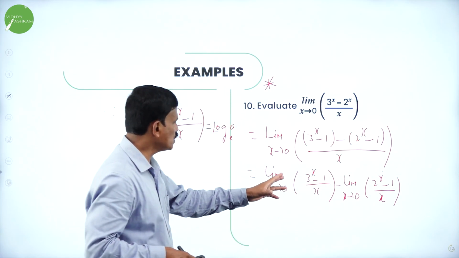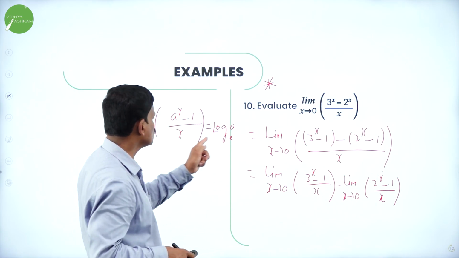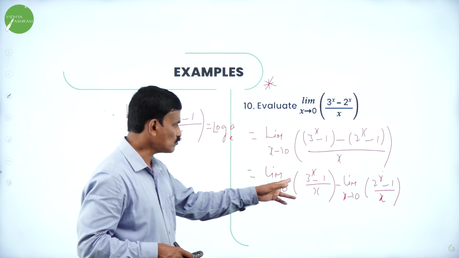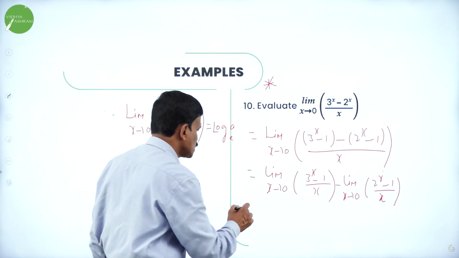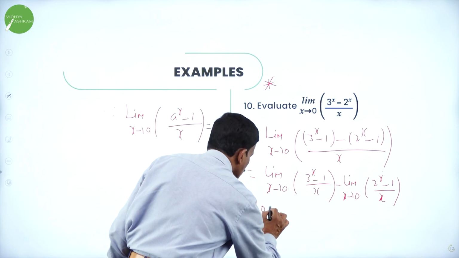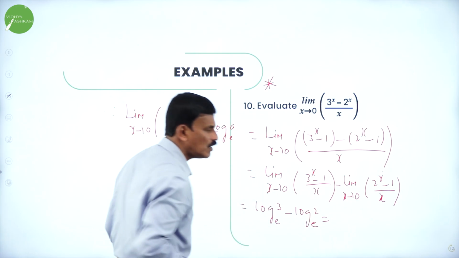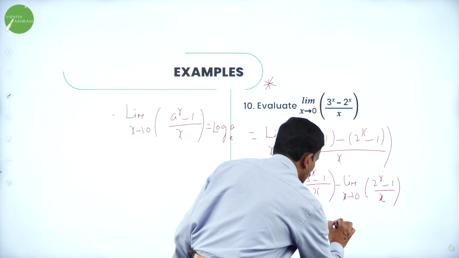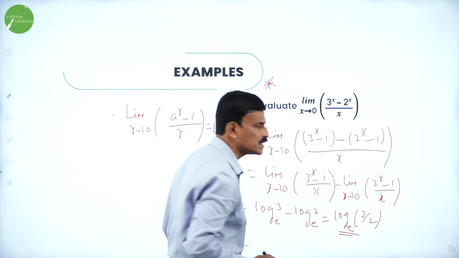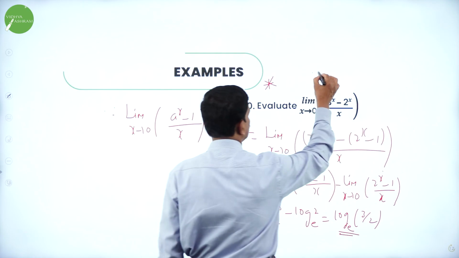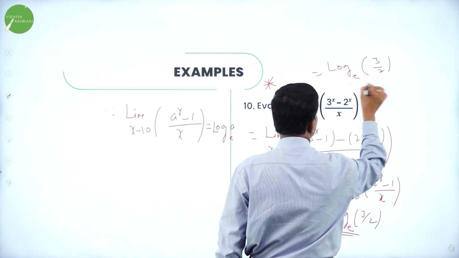Now, if you observe carefully, this is of the form a to the power of x minus 1 by x, and the limit x tends to 0 is log a to base e. Here, instead of a it is 3, and instead of a it is 2. So, this can be written as log 3 to base e minus log 2 to base e. Log m minus log n is equal to log m by n. So, the simplified answer is log of 3 by 2 to base e.